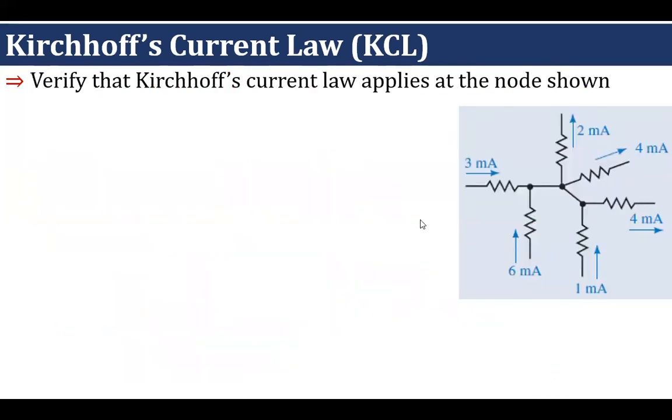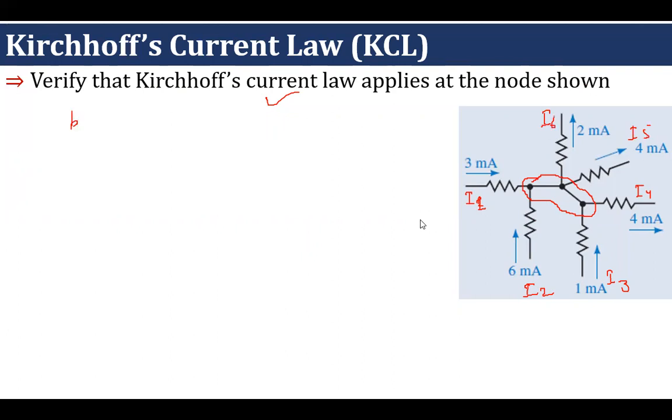Now we have to verify KCL in this given network at this node. Let me firstly write the names of these currents. Let me say this is I1, this is I2, this is I3, this is I4, this is I5, and this is I6.